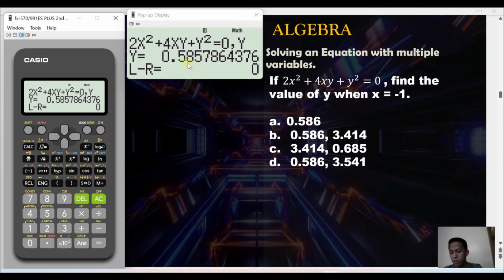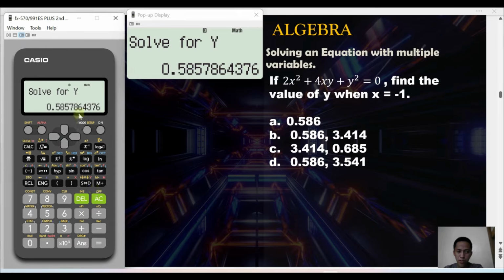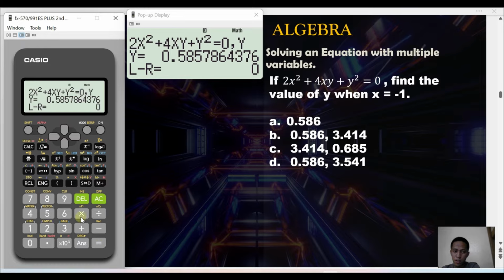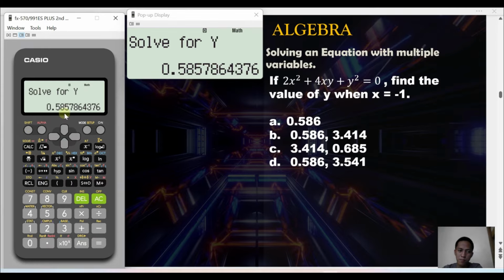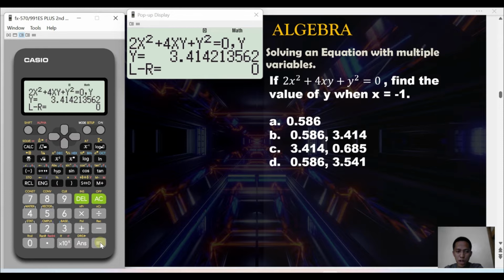0, which is 0.586. So again guys, if you press shift solve, okay, if you input here the value 0, yung ibibigay niya sa'yo yung malapit sa 0. Okay, now, if you press shift solve, okay, equals lang, and you input here a value that is nearer or nearest to the other values, let's say 3, it will give you the answer or the value of x, of y that is nearer to 3.